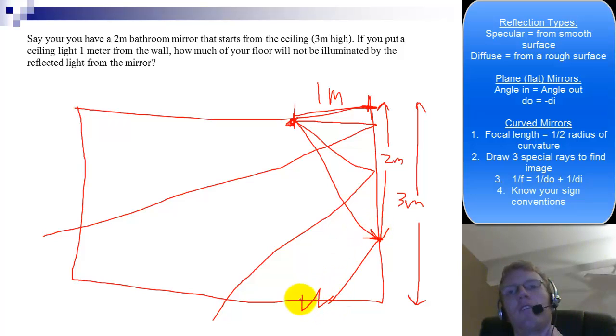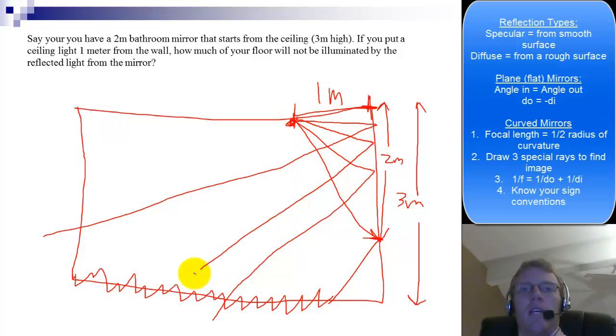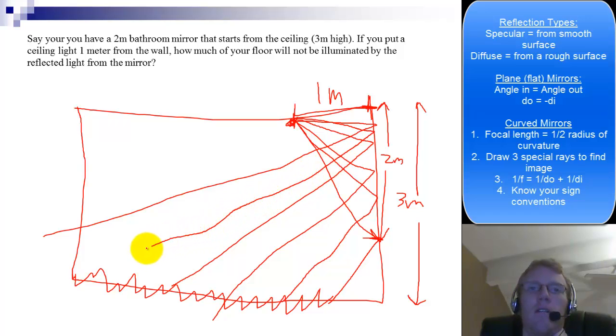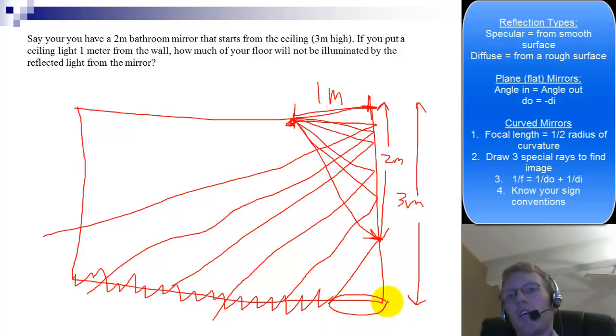Okay, so all of this part of the floor is going to be illuminated because some light rays are going to come in here and bounce out. So you can draw lots of rays in here. Come in here, bounce out here. Come in here, bounce out here. I know my lines are not straight. But the point is, this part right here is going to remain dark. And so let's see if we can figure out how much. It says how much of the floor will not be illuminated. So let's try to figure out this distance x.